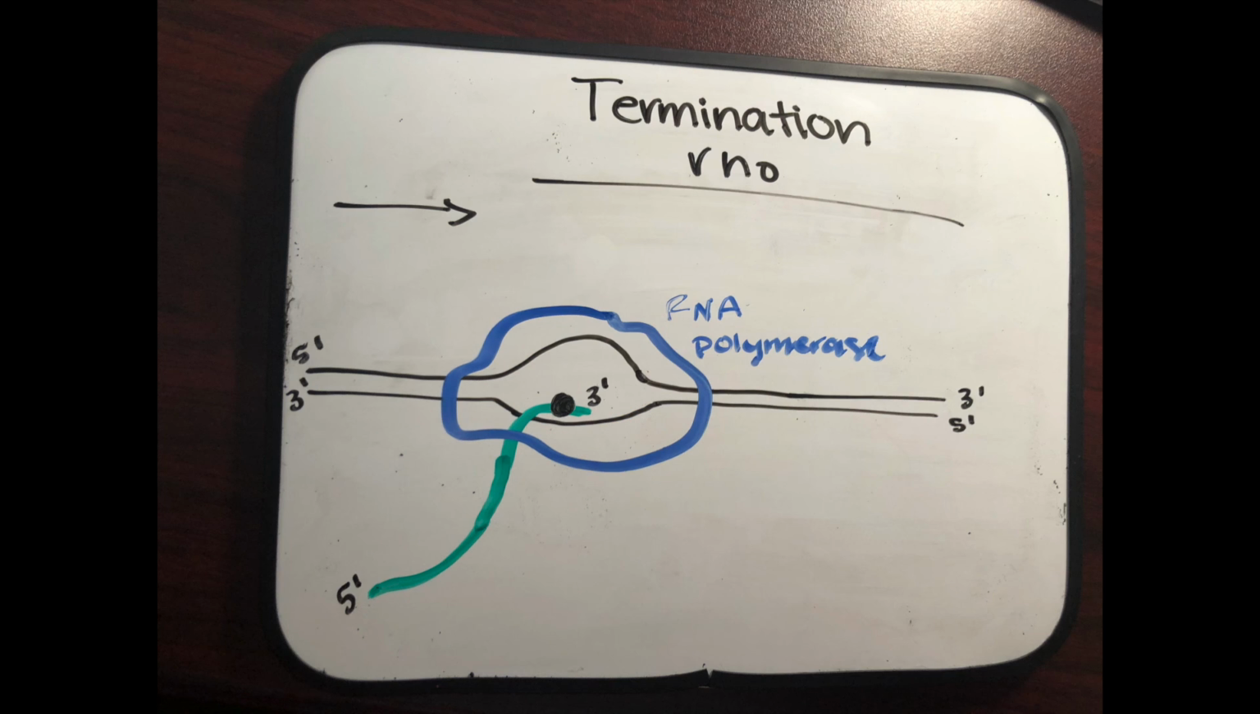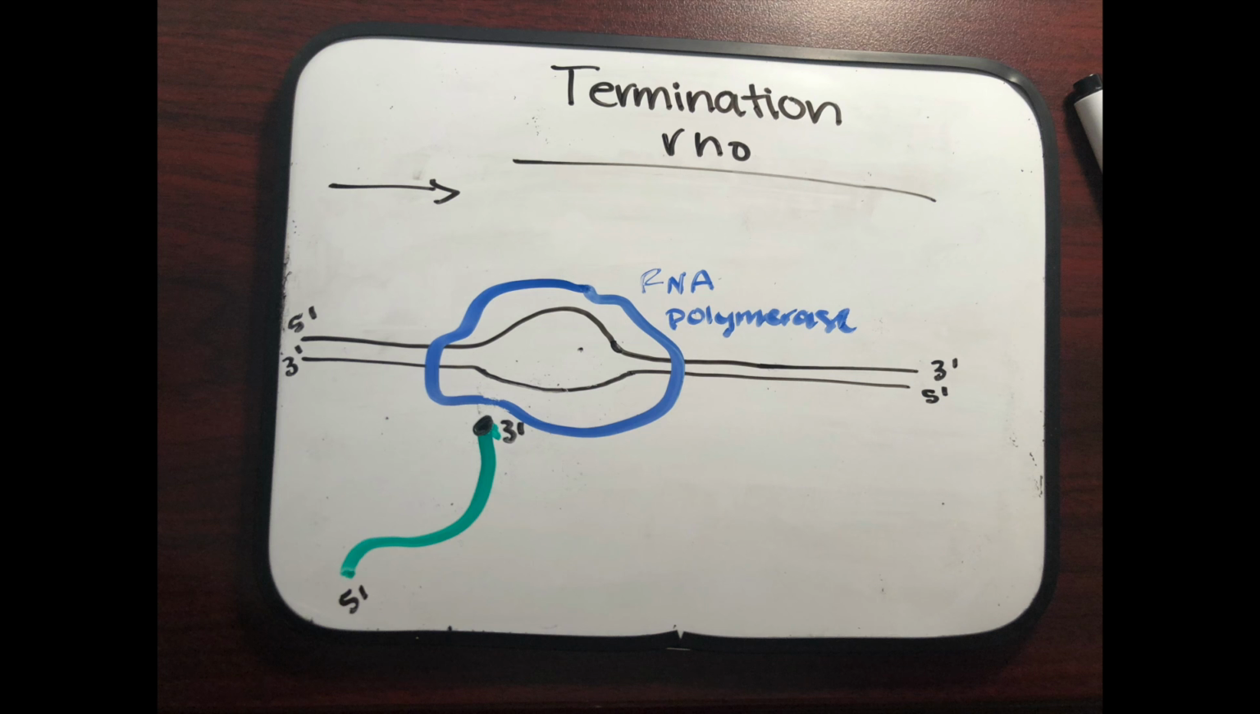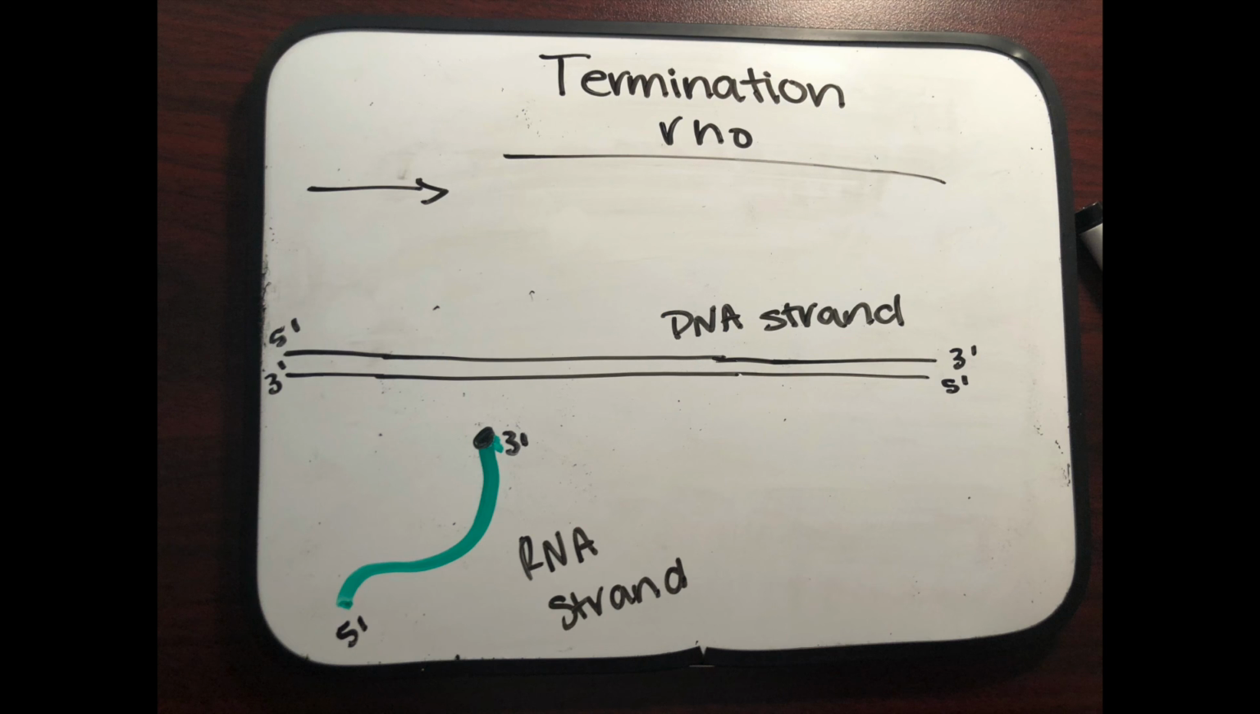We then also have Rho termination, when the attachment of a Rho moves along the RNA, and when it encounters the RNA polymerase, the polymerase will detach from the DNA, and the DNA will return to normal, and the RNA strand will go off.